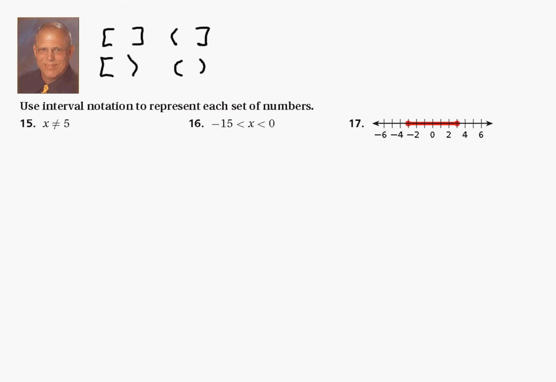So if we look for a minute at the first one, number 15, x not equal to 5. If I were to put that on a number line, so it's a little easier to visualize, imagine that this spot on the number line represented 5. That open point indicates that 5 is not included in the group of numbers, which is what it's telling us: the set of numbers x is not equal to 5. So every other number is part of that set we name x.